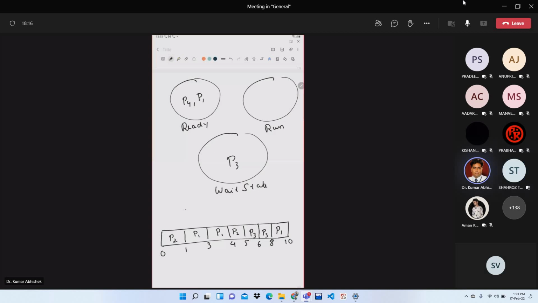10. Okay, P1 will execute till time 10. No, let us not go like that. P1 will execute till 9. So this is for time 8 to 9. What will happen? P1 is in run state. What will happen at time 9?